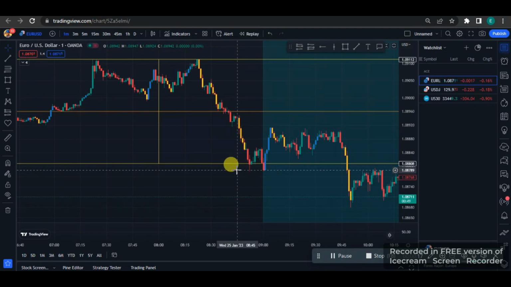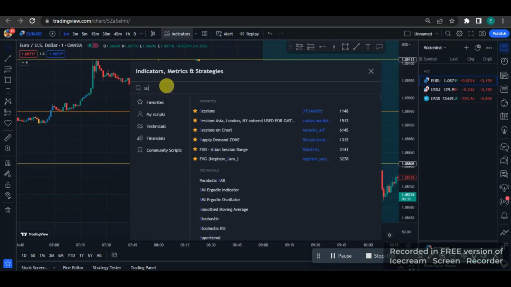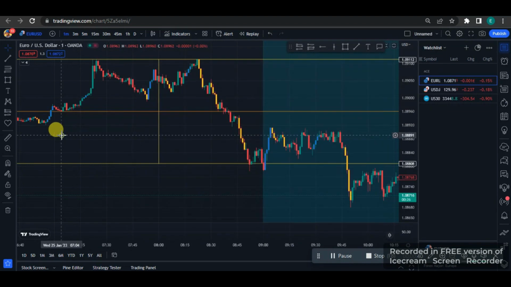First, you want to add an indicator called supply demand zone. All you have to do is come to the indicators, metrics and strategy section of TradingView, and search for supply demand zone. You can see the zone is in all caps. Once you click on that, it will be added to your chart.